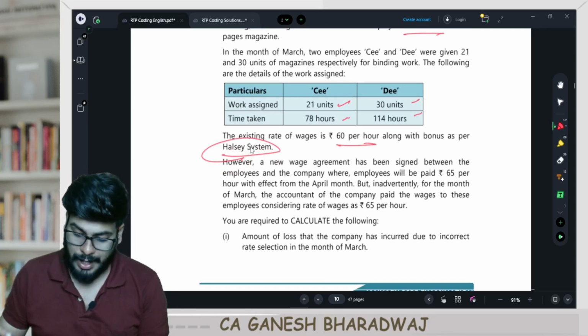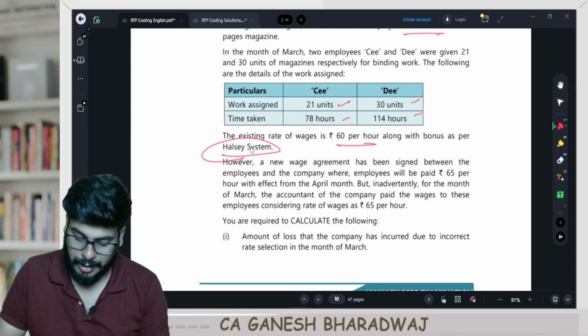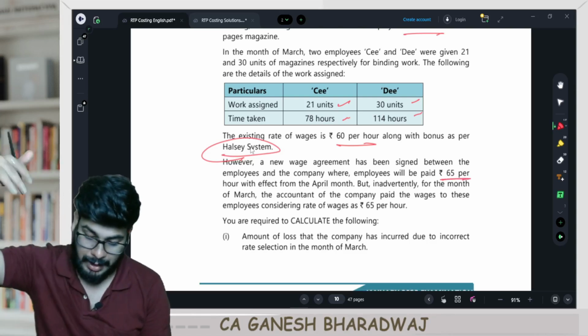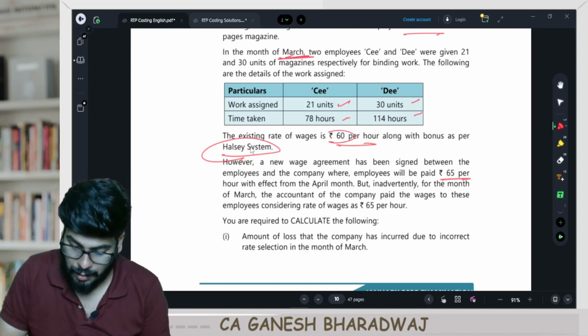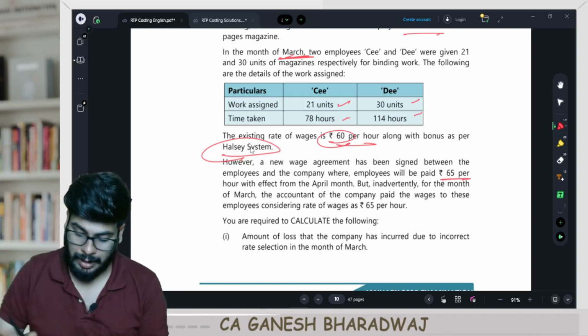However, a new wage agreement has been signed between the employees and the company, where the employees will be paid rupees 65 per hour with effect from April month. That is next month, right? Currently we are in March month. So as of now, the rate is only 60. From next month onwards, it is going to be 65.